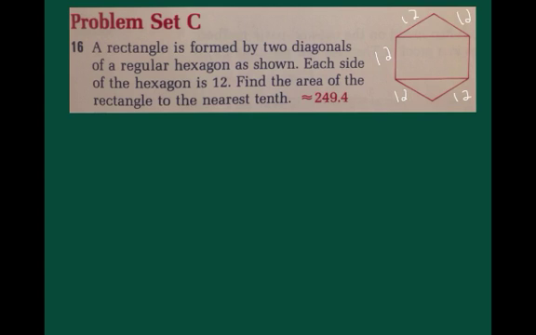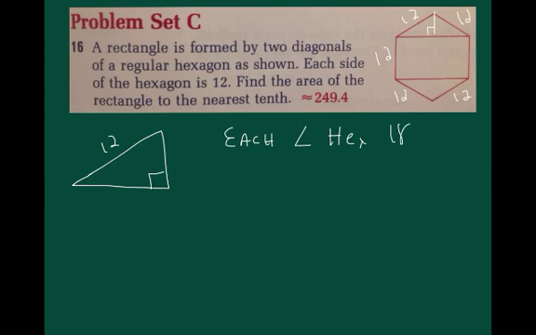Well, what I'm going to do is draw an altitude to one of the sides in one of the isosceles triangles, and it will form a triangle with a hypotenuse of 12 and an altitude. Now I remember from chapter 7 that the formula for each angle of a hexagon is 180 times (6 minus 2) over 6, which is going to equal 120. So each of these angles is 120.